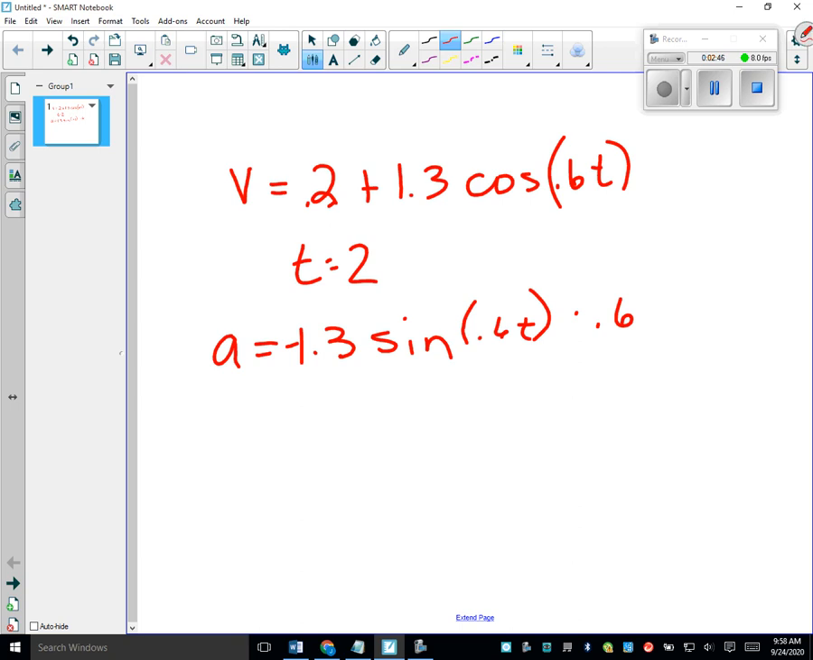What'd you say acceleration was? Negative 0.727. Doesn't that mean it's just decelerating? No. It's just the way it works. Math is good.